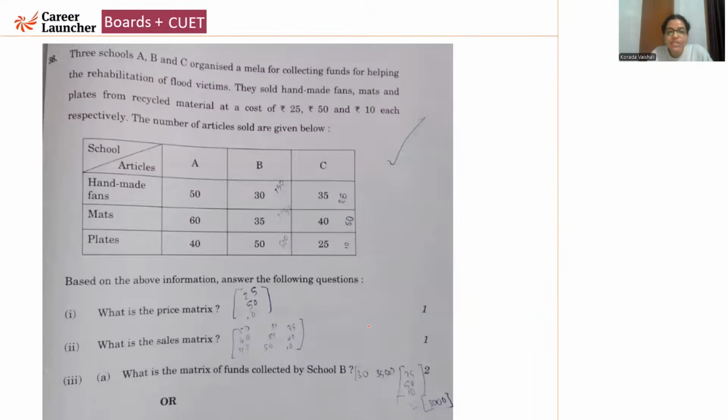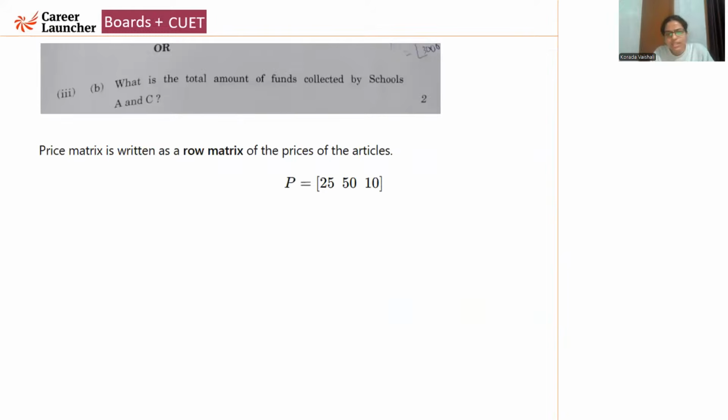3 schools ABC organize a मेला जिसमें मुझे cost given है 25, 50 and 10, and we need to tell what is the price matrix, what is the sales matrix, and accordingly final हमें बताना है कि what is the matrix funds collected by school B. And this is the next part. So coming to the price matrix, ये आपके ऊपर है कि रो मैट्रिक्स में भी लिख सकते हो, कॉलम में भी लिख सकते हो. सो इट इज सिंपली गोइंग टू बी 25, 50 एंड 10.